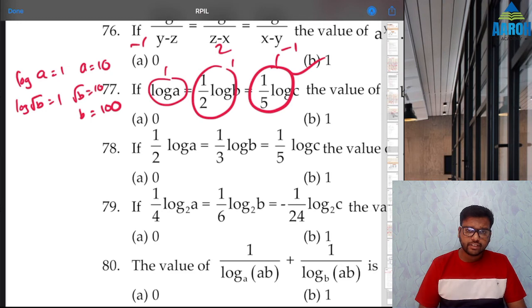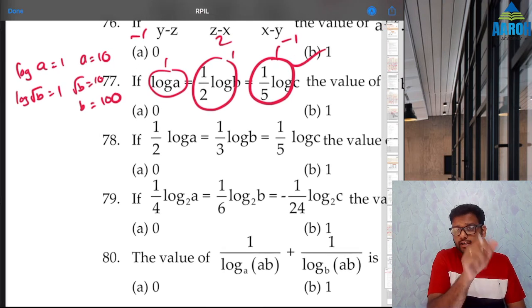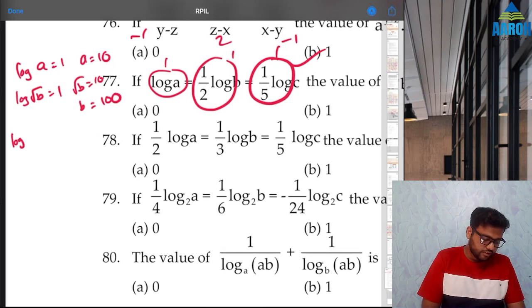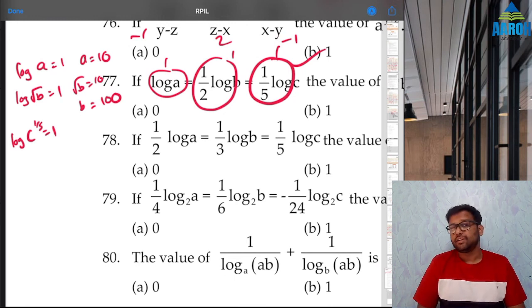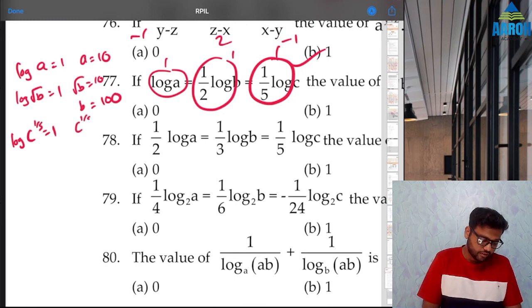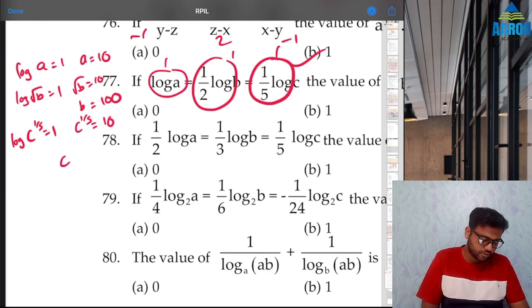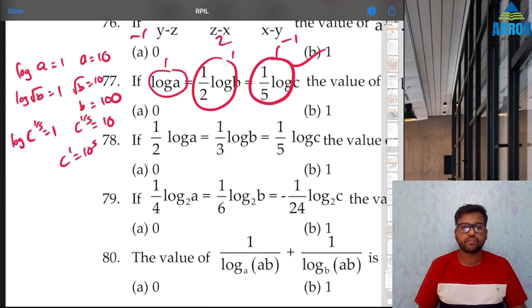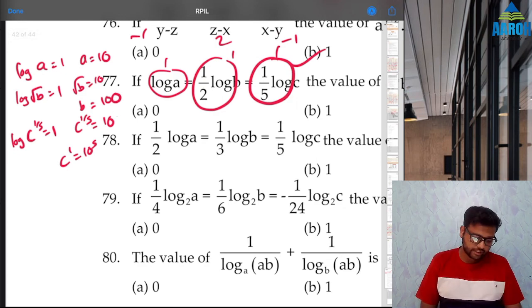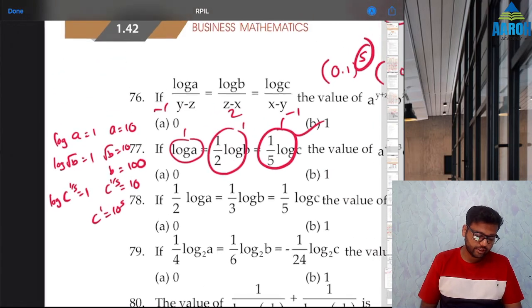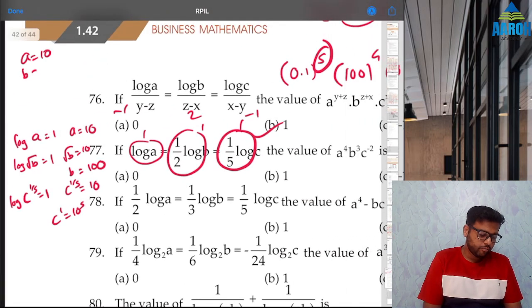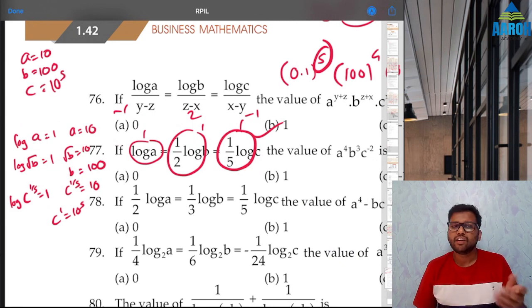Again, similarly, we have log c into 1/5. That means log of c raised to 1/5 is equal to 1. That means c raised to 1/5 must be equal to 10. If we raise both sides by 5, the 5 will be cancelled here, and c raised to 1 is equal to 10 raised to 5. So we have got three numbers: a is 10, b is 100, and c is 10 raised to 5. 100 is 10 raised to 2.